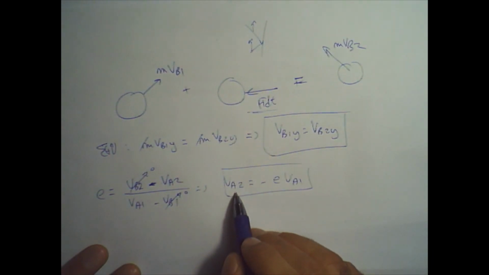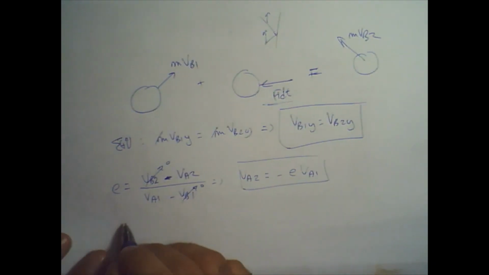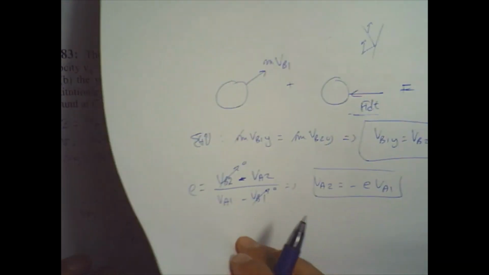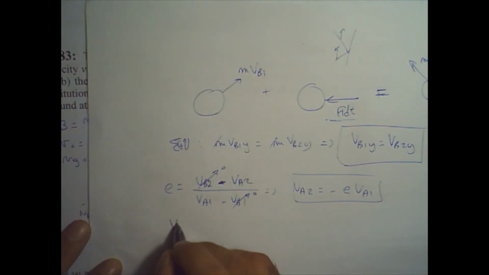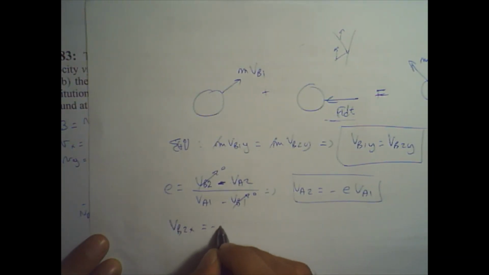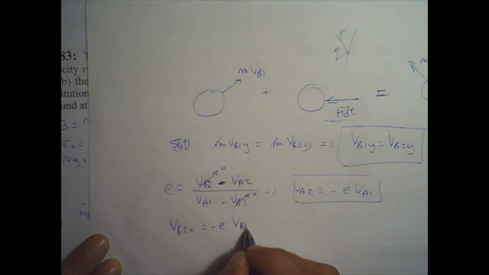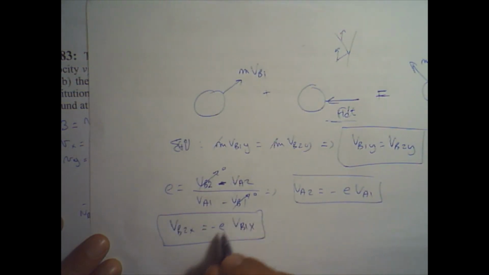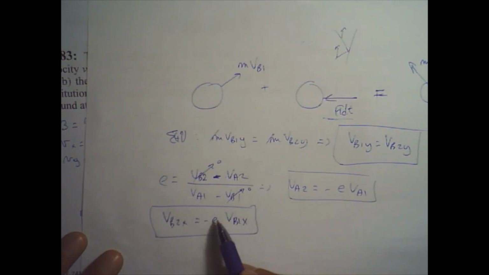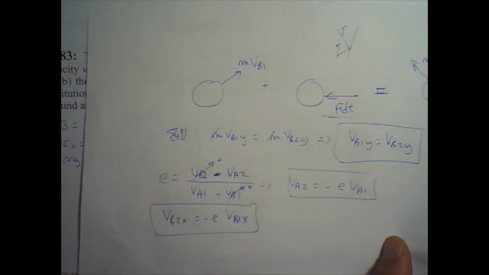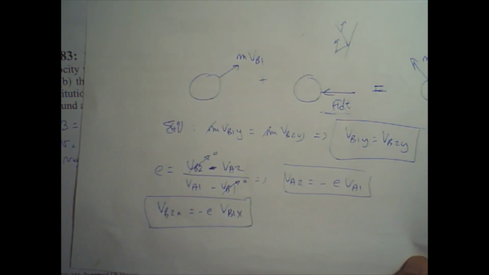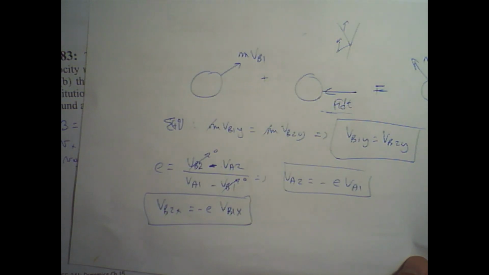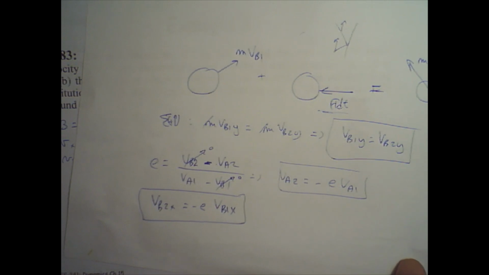All right, so this means that what we just solved for is what? VB2x is equal to minus E VB1x. This is exactly what we mean by that. All right, guys. So now we have the final velocity of the ball after the impact. Now we are good, and we are ready to find where the ball basically lands.